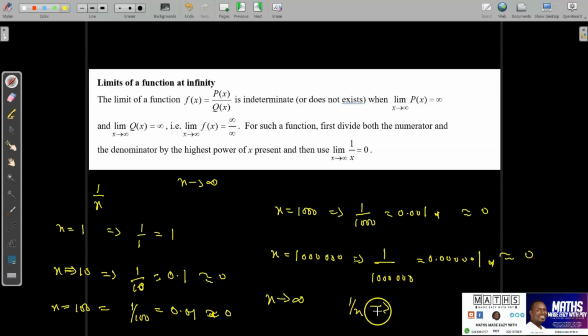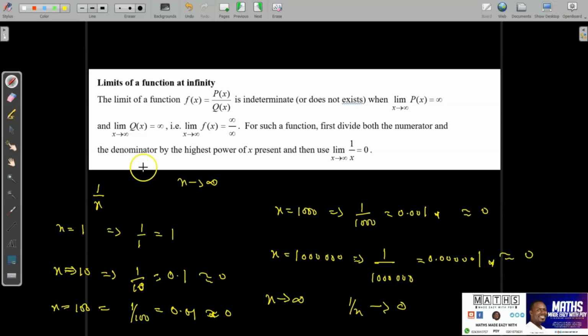What will it be approaching, please? 0. So it is a concept we are going to use in our discussion for limits of function at infinity.